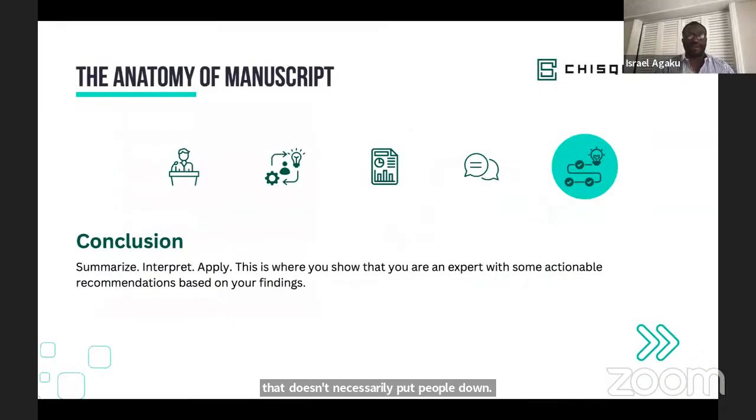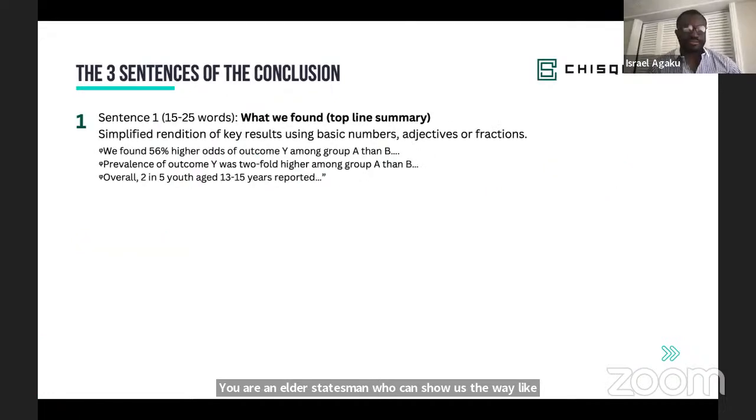Conclusion should have three sentences. And what you're trying to do is summarize, interpret, apply. So 1 sentence to summarize, 1 sentence to interpret, 1 sentence to apply. And here you are showing that you are a sage. You are an elder statesman who can show us the way, like provide recommendations for where we should go from here.